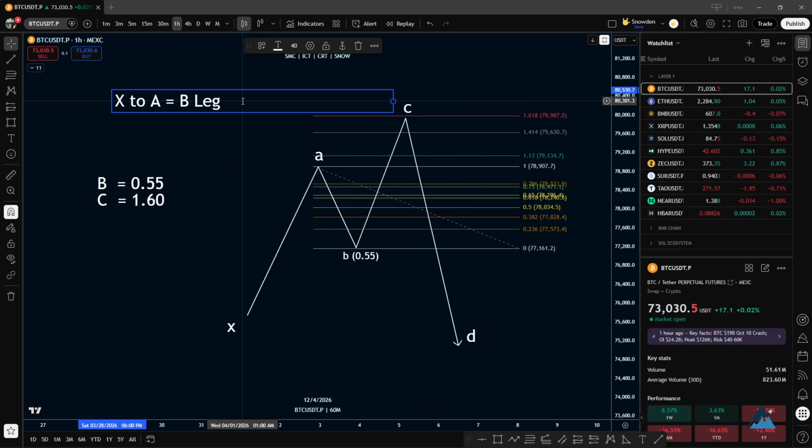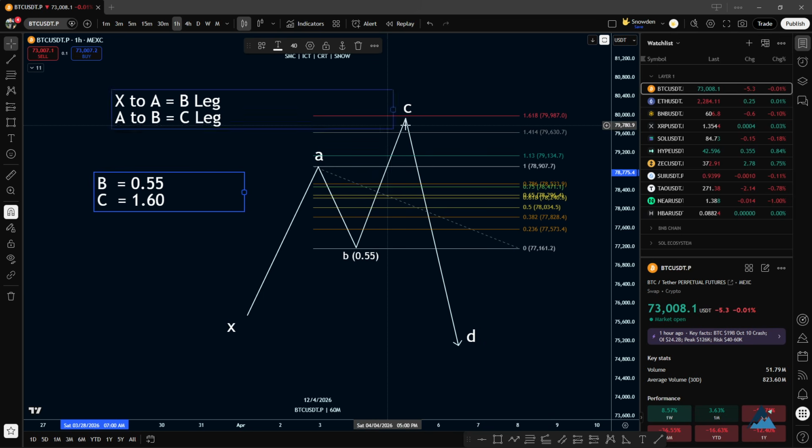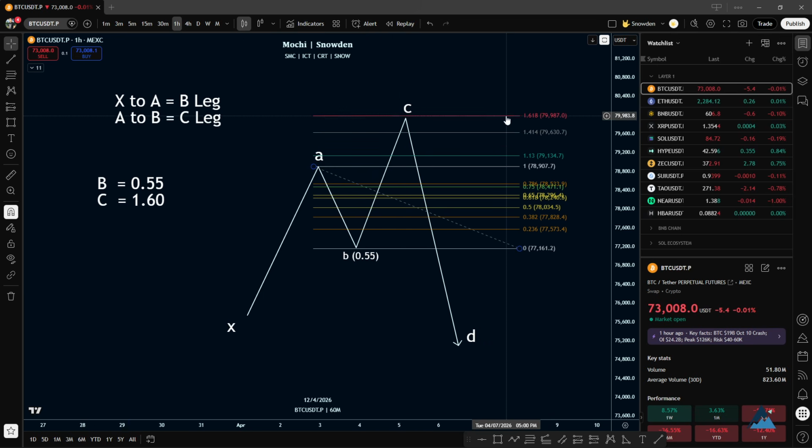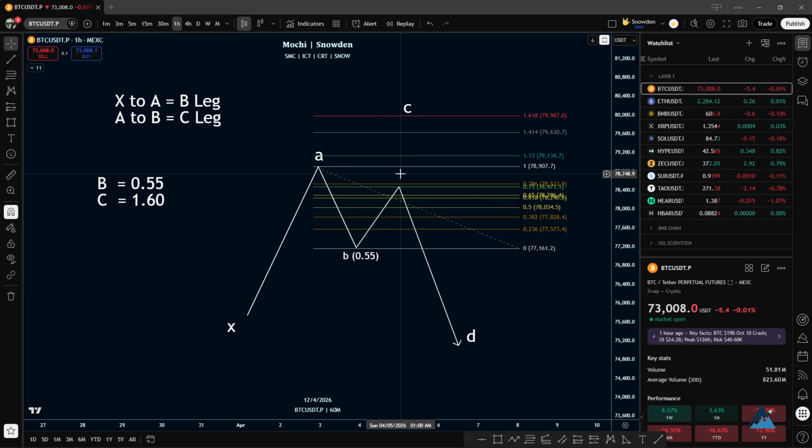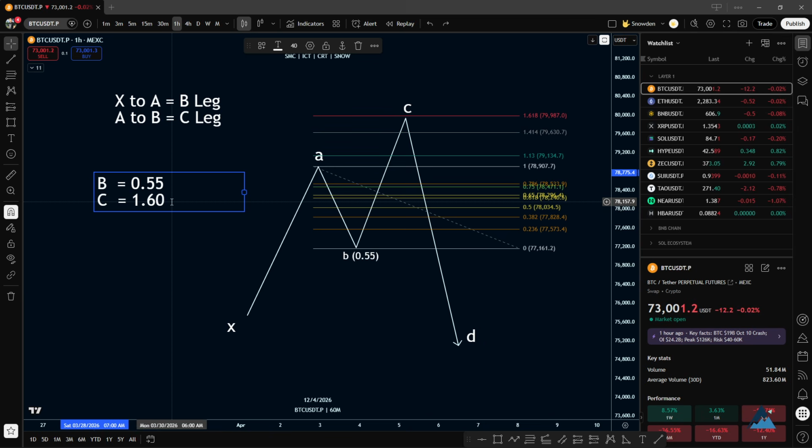So, ang C-leg natin is 1.6 something. Ngayon, remember ha, that is how you get the B-leg. And now, how to get C-leg? A to B. That's the C-leg. There are times na lalagpas yan, like that, and you need to change your number. But there are times na ganito itsura niyan, and ayun, normal Fibonacci. So, okay? Now, what about the D-leg?